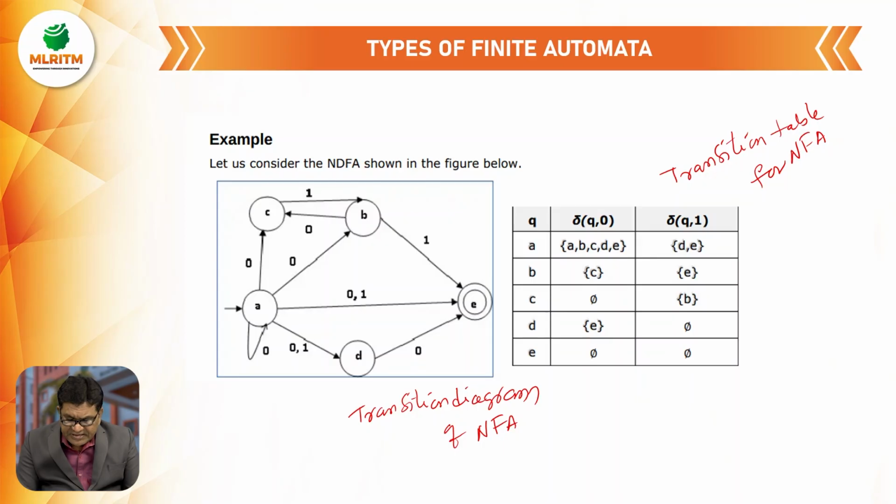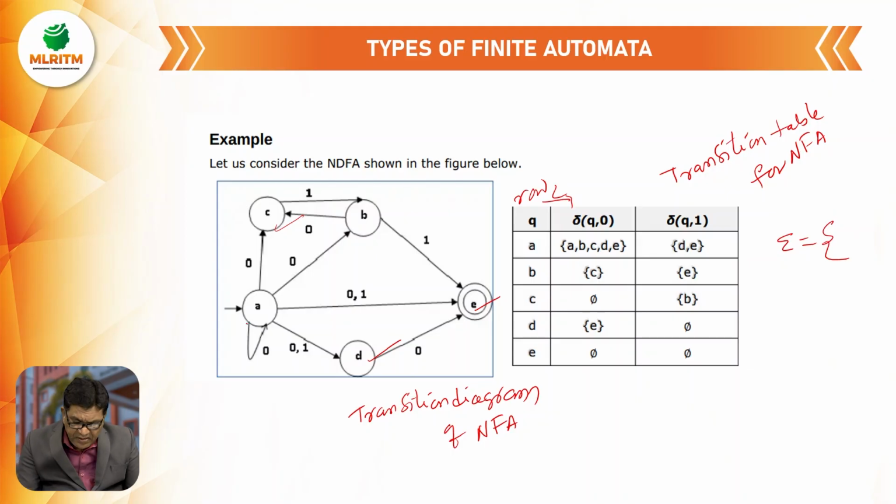How many states are there? Here A, B, C, D, E. There are 5 states in the transition diagram. We could take Q0, Q1, Q2, it depends on you only, but I want to take A, B, C, D, E as the 5 states. The row contains the states. This is the column. The column contains the input alphabet. What are the input alphabet here?